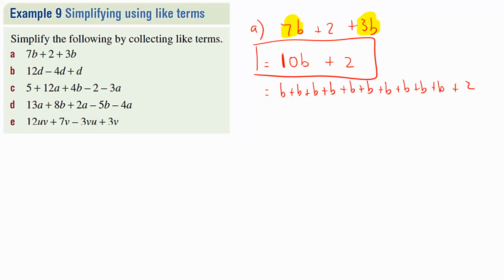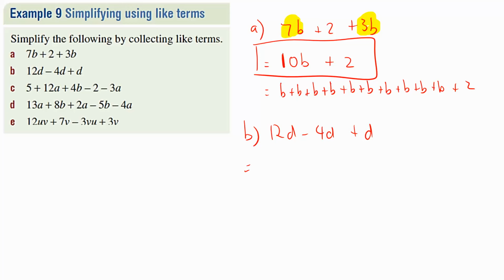Yeah? Let's try the next one. I've got 12D minus 4D plus D. What are my like terms here? Can I please have, let's go with Caleb. What are my like terms? 4D, yep. D. And D, yeah. They're all like terms. They all have a term D. That has a D, that has a D, that has a D.